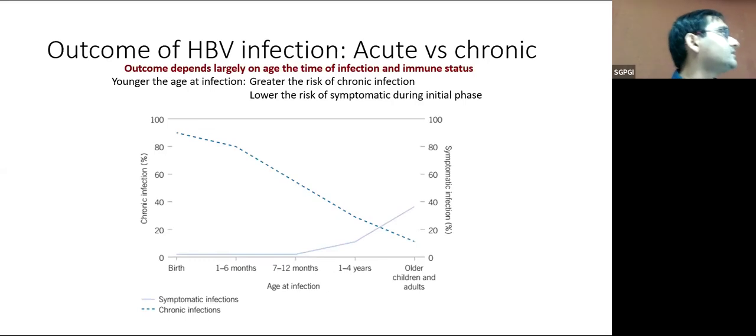So this graph clearly shows that age is an important factor when it comes to determining whether the patient will land up in chronic hepatitis B or not. Here we can see that as the age of contracting hepatitis B virus increases, the rate of chronicity decreases. Whereas those who have contracted the infection in childhood have high chances of going into chronic hepatitis B.